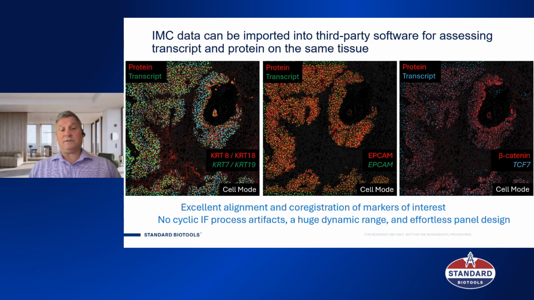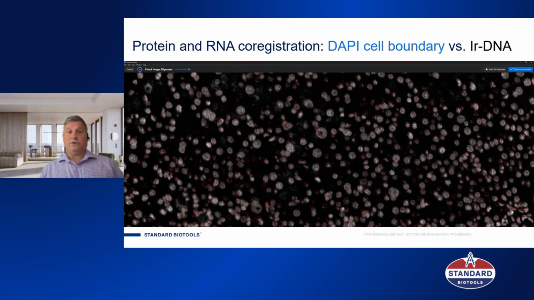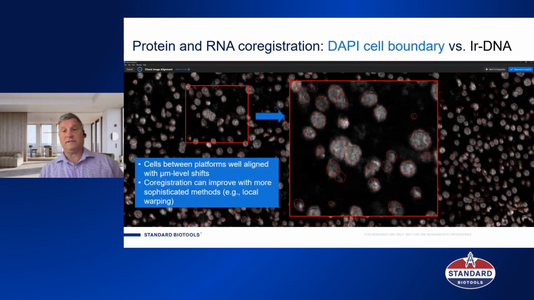But because we can do excellent alignment and co-registration, this allows you to get per cell data on both protein and RNA. So here's an example of that. In this image, the grayscale image is the nuclei from Imaging Mass Cytometry. The red outlines are the nuclear segmentation from Xenium Explorer. And if I blow that up, you can see that it's actually really good correlation between the two. Per cell, because it's the exact same slide, it's easy per cell alignment.